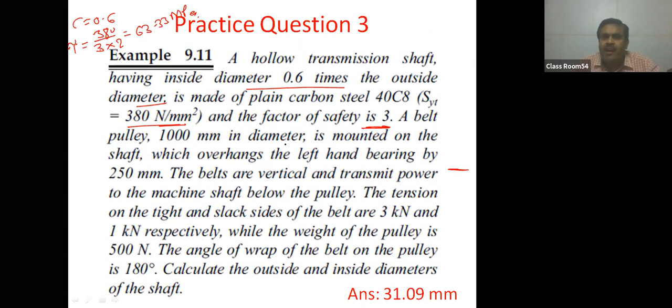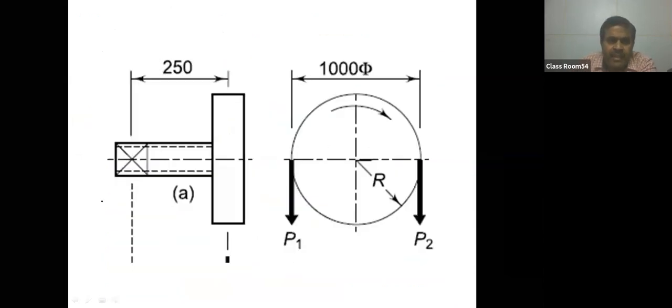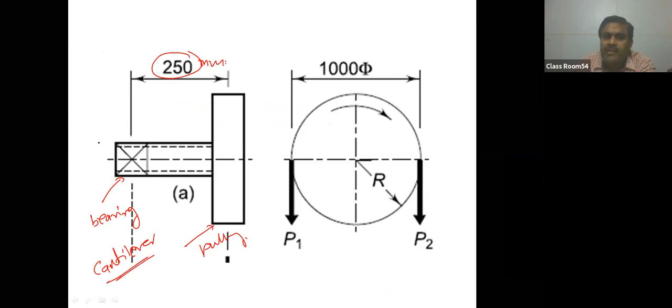A belt pulley, 1000 millimeter in diameter. So the diameter of the pulley is 1000. That's why radius of the pulley is 500 mm. Is mounted on the shaft which overhangs the left hand bearing by 250 mm. So there is a figure given. This is the bearing. This is the pulley. The distance between the bearing and the pulley is given 250 mm. So this geometry is just like a cantilever. Only one support is there. Only one bearing is there on the left side. So this is quite related with the cantilever problem.